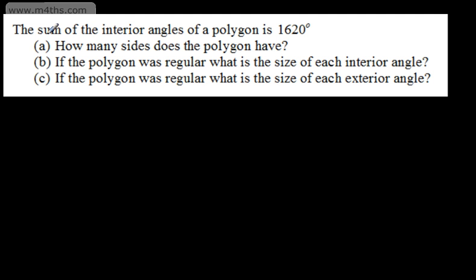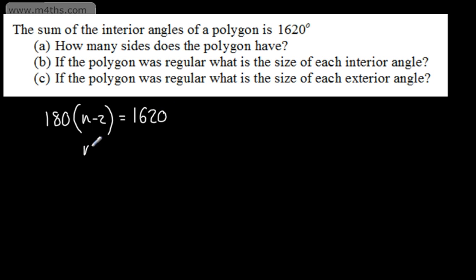Right, the sum of the interior angles of a polygon is 1620 degrees. In part A, how many sides does the polygon have? So this one is slightly more tricky. We know that the sum of the interior angles of a polygon is going to be 180 multiplied by n minus 2. So that's going to give us now 1620. So all we're going to do is just solve a little equation.